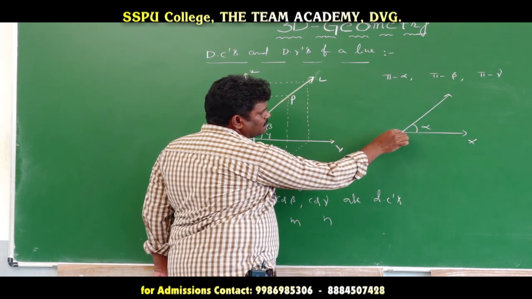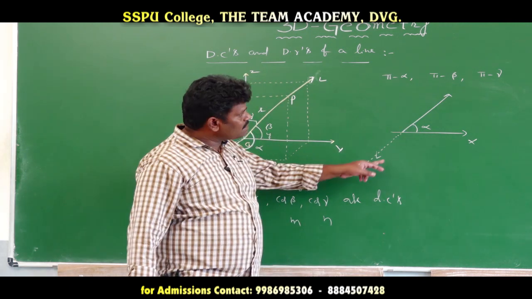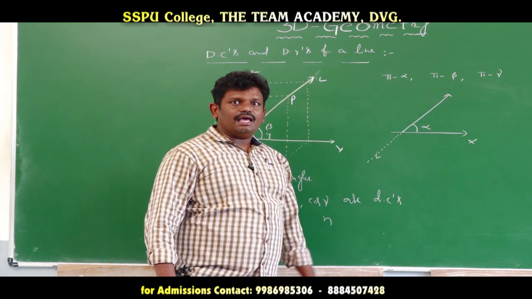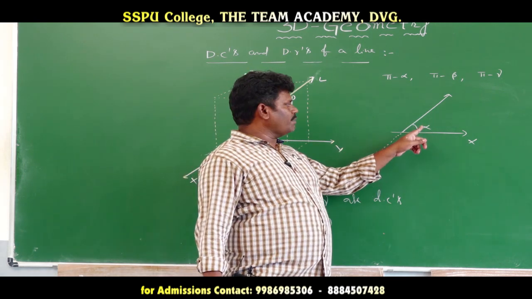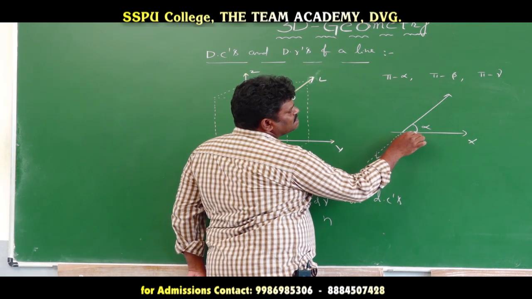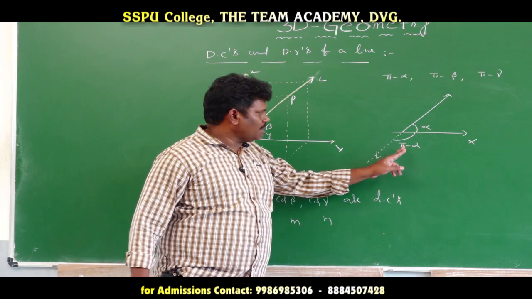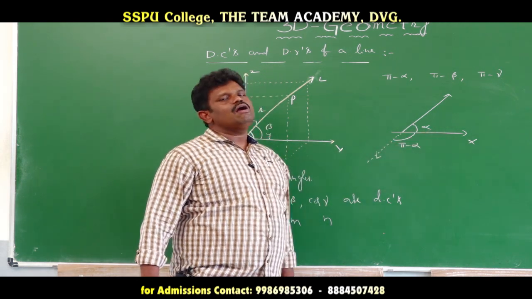Now if we extend this line in this direction, and reverse the direction of the directed line, then automatically we get the supplementary angle of the direction angle. So this is alpha. Now this angle, how much? What we have written here is pi minus alpha. This is the supplementary of the direction angle alpha. So that's why you write pi minus alpha.